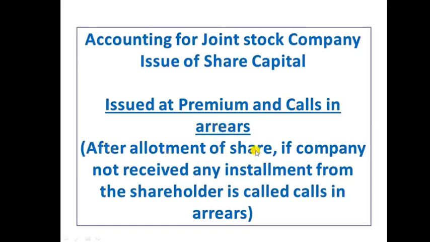After allotment of shares, if the company does not receive any installment from the shareholder, it is called calls in arrears. A company used to receive the entire capital in installments. Usually first they need to apply for the share. After applications the company used to allot the share. So after application, once the company allotted the share, after allotment, if the shareholder has not paid any installments, that particular term is called calls in arrears.